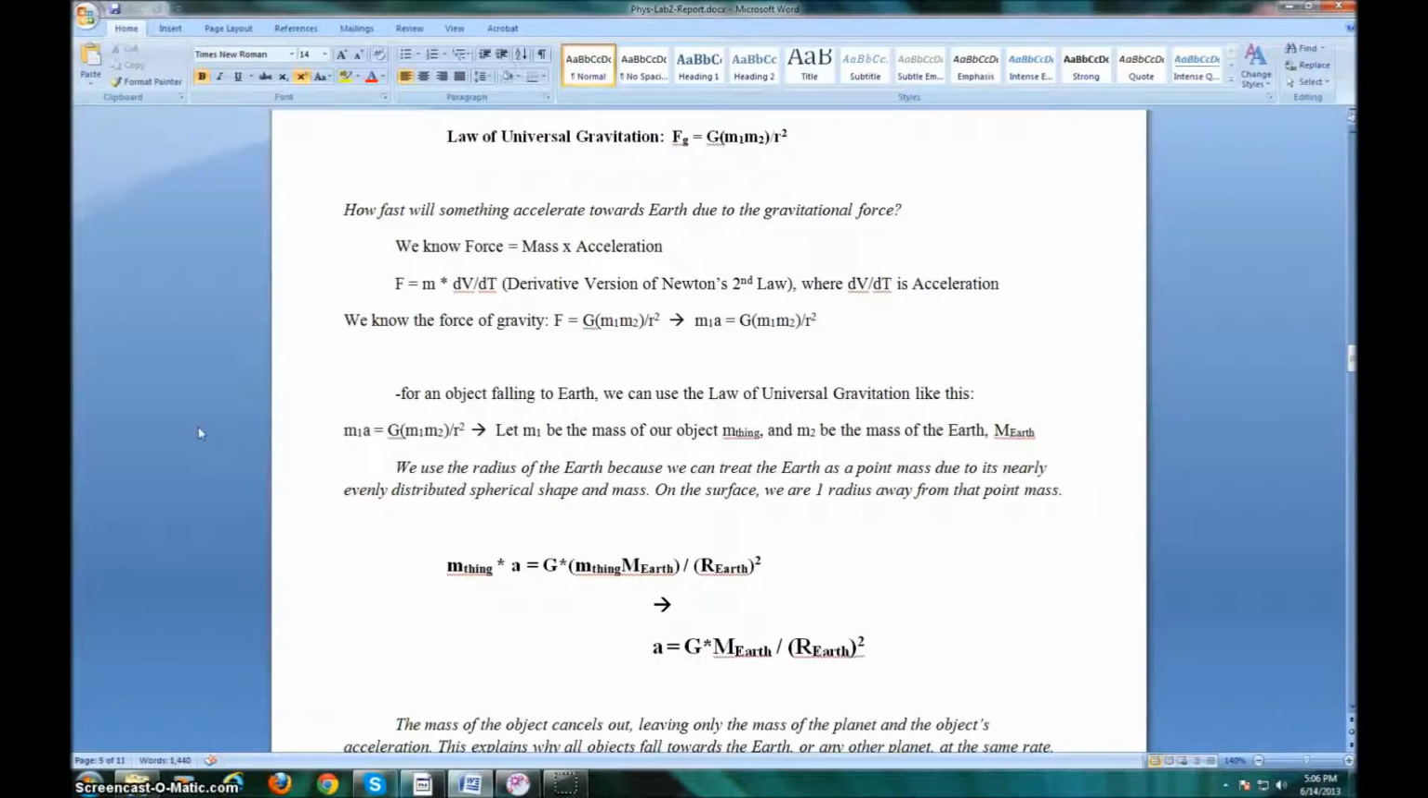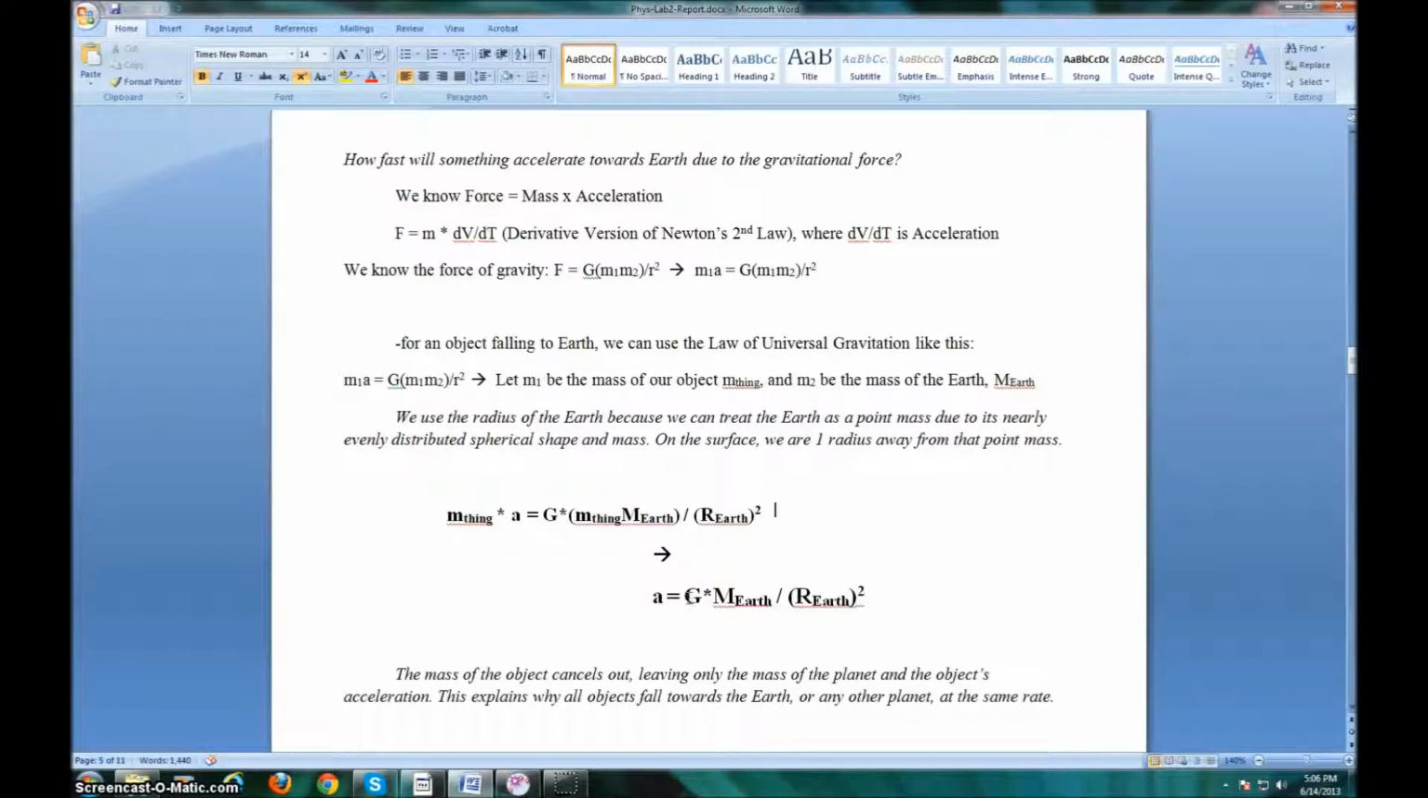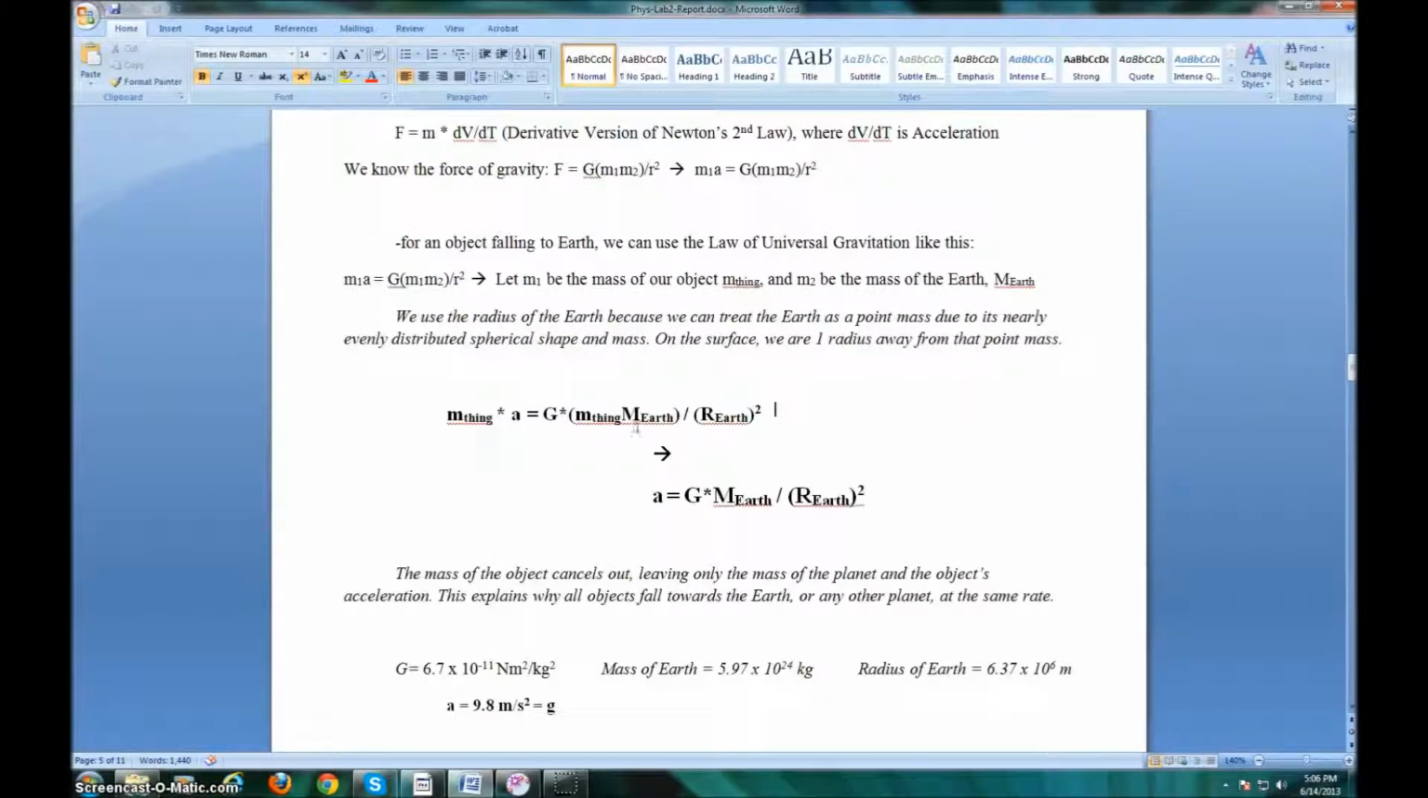So how fast will something accelerate towards Earth due to the gravitational force? Well, we know that force equals mass times acceleration thanks to the derivative version of Newton's second law. And we know that the force of gravity is equal to this thanks to our law of universal gravitation. So we can set mass times acceleration equal to this force right here. If we substitute the mass of the Earth for m2 and some object for m1, we get this equation. If we divide both sides by the mass of the object, we see that the acceleration equals the gravitational constant times the mass of the Earth divided by the radius of the Earth squared. In this case, the mass of the object cancels out, leaving only the mass of the planet and the object's acceleration.